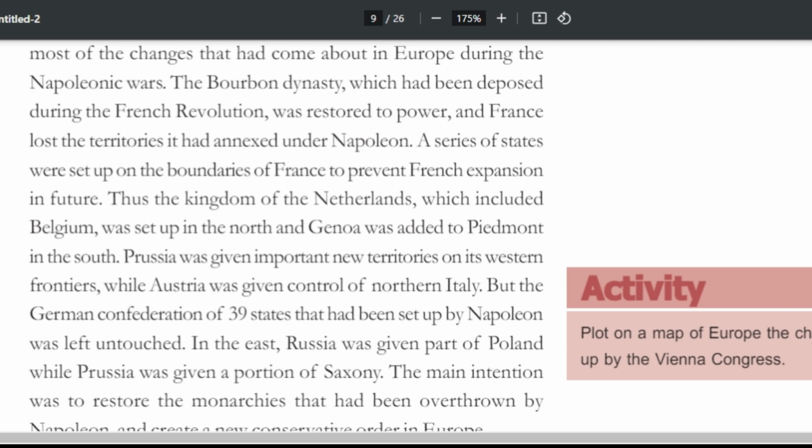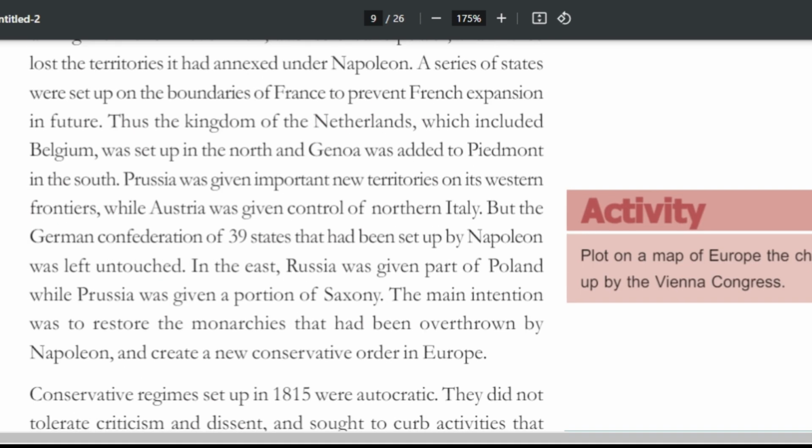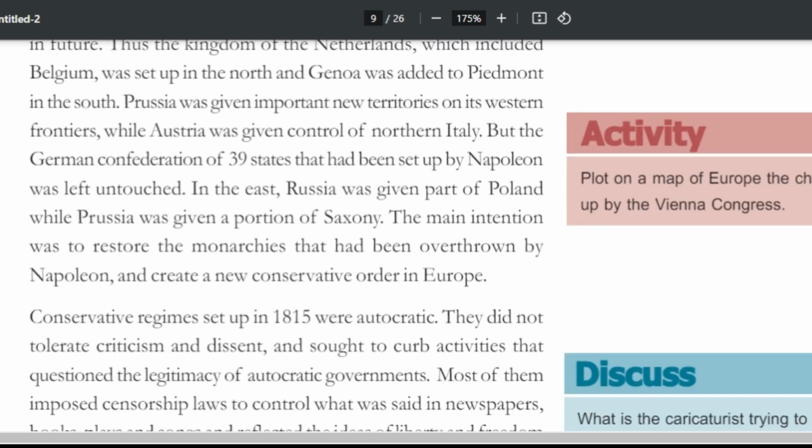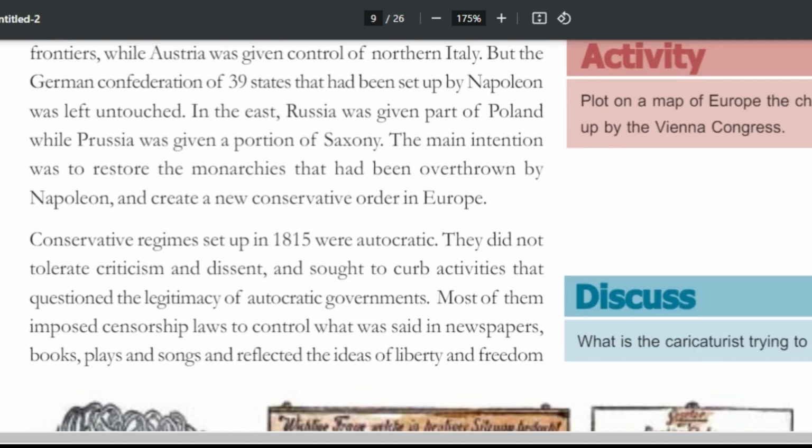But the German Confederation of 39 states that had been set up by Napoleon was left untouched. In the east, Russia was given part of Poland while Prussia was given a portion of Saxony. The main intention was to restore the monarchies that had been overthrown by Napoleon and create a new conservative order in Europe. Conservative regimes set up in 1815 were autocratic.